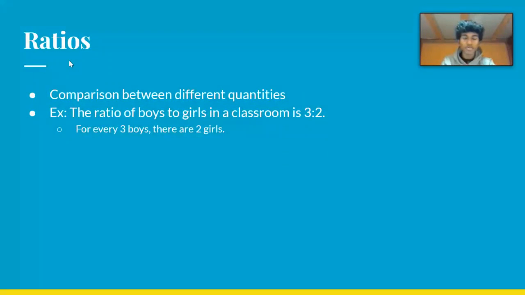So first, what is a ratio? A ratio is defined as a comparison between different quantities. For example, the ratio of boys to girls in the classroom is 3:2. So what does this mean? This means that for every 3 boys in the classroom, there are 2 girls. So this is simply what a ratio is.